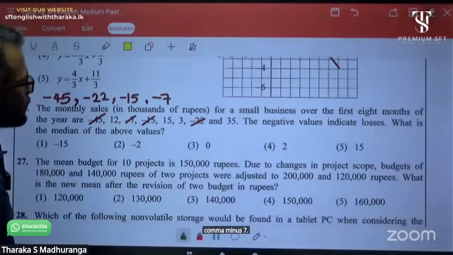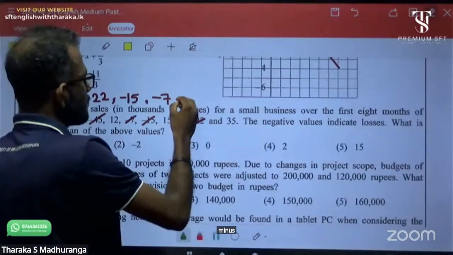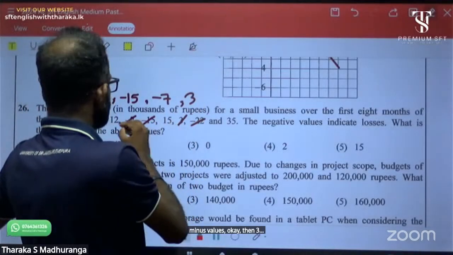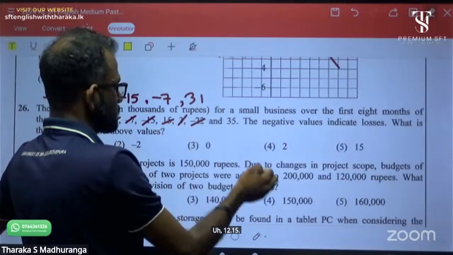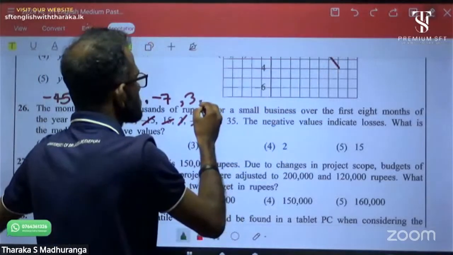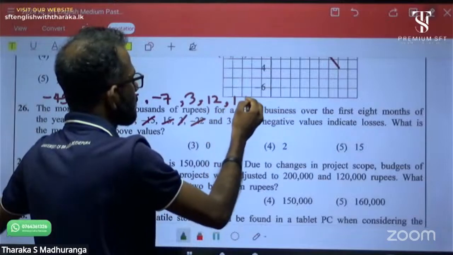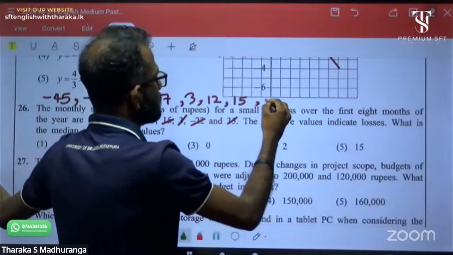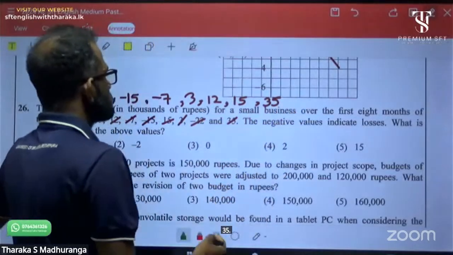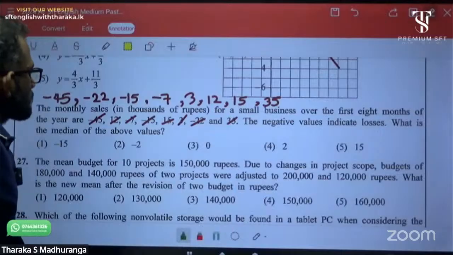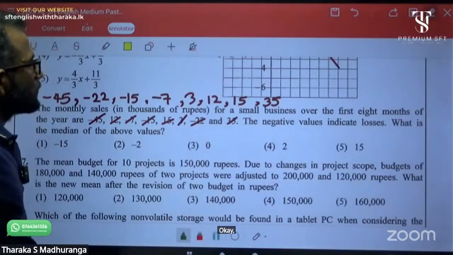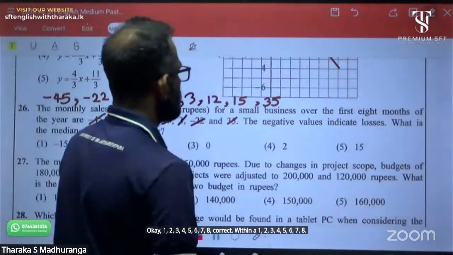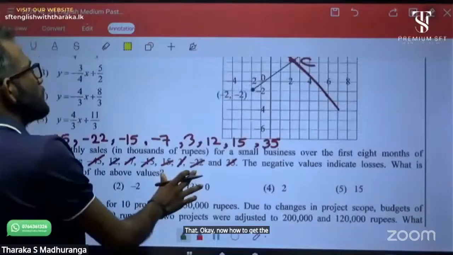Minus values, okay. Then 3, 12, 15, 35. Okay, 1, 2, 3, 4, 5, 6, 7, 8. Correct. Methana 1, 2, 3, 4, 5, 6, 7, 8. Done. Okay.